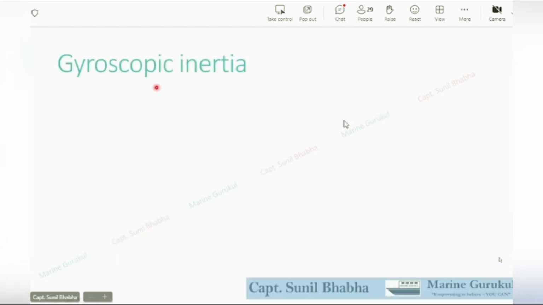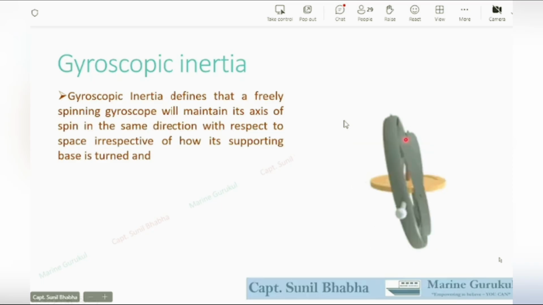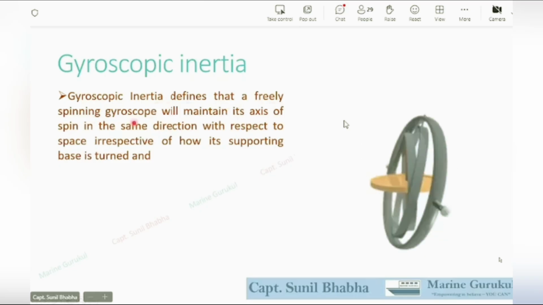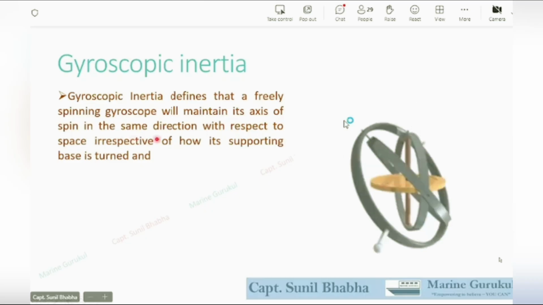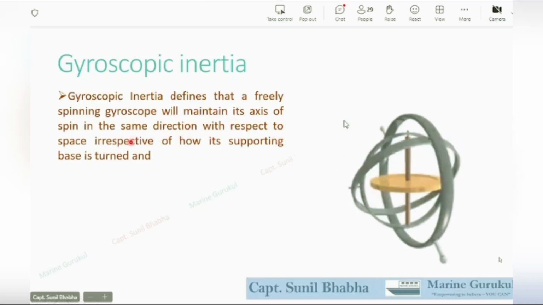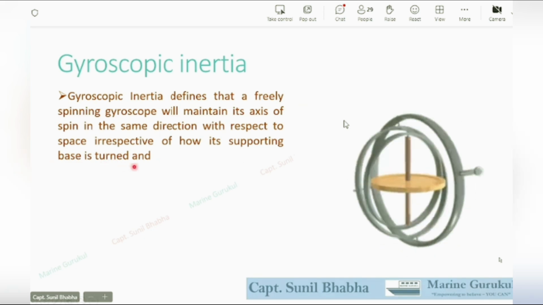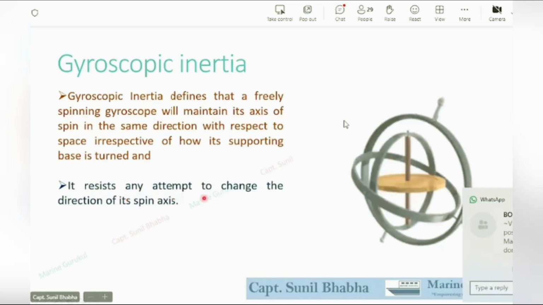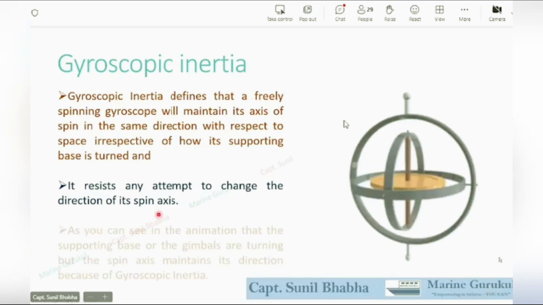Now, starting with the first property of the free gyroscope, that is gyroscopic inertia. We have the same gimbal arrangement which I showed you earlier. Gyroscopic inertia defines that a freely spinning gyroscope will maintain its axis of spin in the same direction with respect to space, irrespective of how its supporting base is turned, and it resists any attempt to change the direction of its spin axis.